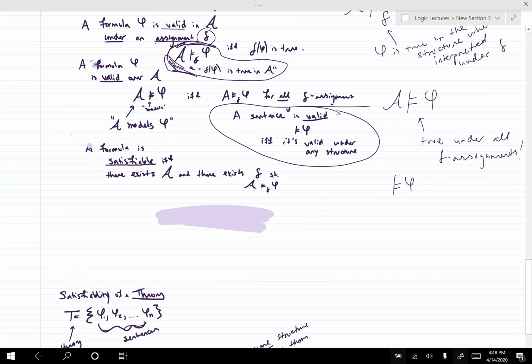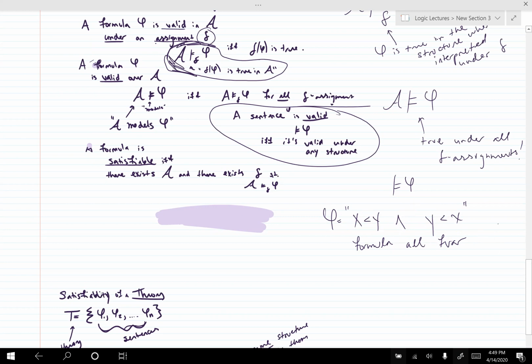A formula is satisfiable if and only if there exists a structure and there exists a delta such that under that delta assignment, the formula is true. So here's an example that's not a sentence: x is less than y and y is less than x. Here's a formula, and all variables are free. Is there a model? Is there a delta such that this is true? And the answer is no.